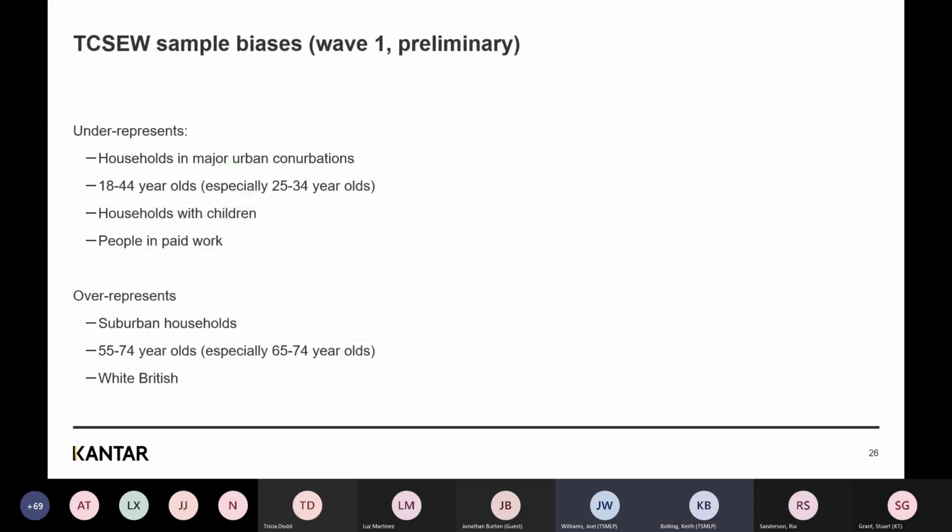In terms of sample biases that we can see, I think survey methodologists would expect all of these, to be honest. That we get an underrepresentation of households in major urban conurbations, people under 45, and especially 25 to 34-year-olds. Households with children, which surprised me a little bit, people in paid work, and the overrepresentation is almost the reverse of that. So suburban households, people in late middle age and early old age, and the white British population.